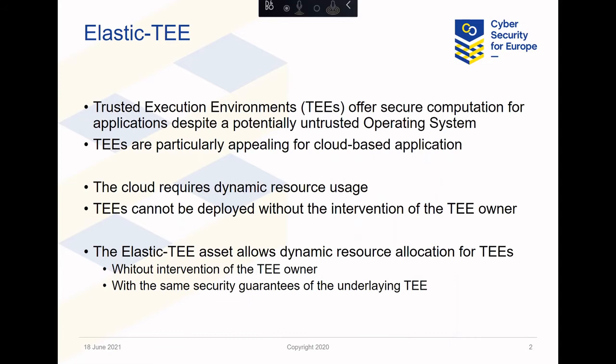So the asset that we call Elastic TE provides a harmonization between the security of TE and the operational requirements of the cloud provider with respect to dynamic resource allocation. In particular, Elastic TE allows dynamic resource allocation for TEs without the intervention of the TE owner and with the same security guarantees of the underlying TE.